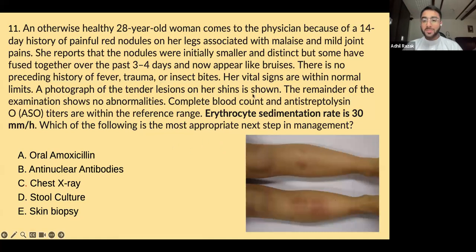I added a picture for this one. And the remainder of the examination shows no abnormalities. The most important thing is that the patient has a high ESR level, erythrocyte sedimentation rate level, which is 30. So what does high ESR indicate?